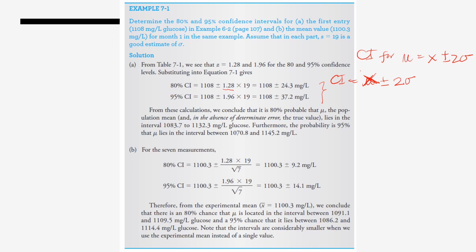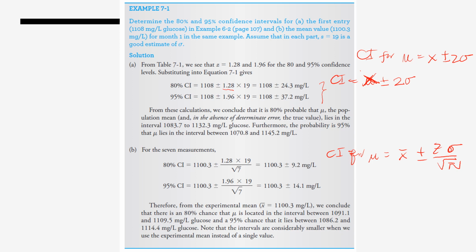Now, in the 80% and 95% confidence interval, in this case, you will be using formula number 2 for the confidence interval. That is, for mu, the mean of your data set, positive, negative, the relative frequency, times the population standard deviation, divided by the number of measurements, or n.